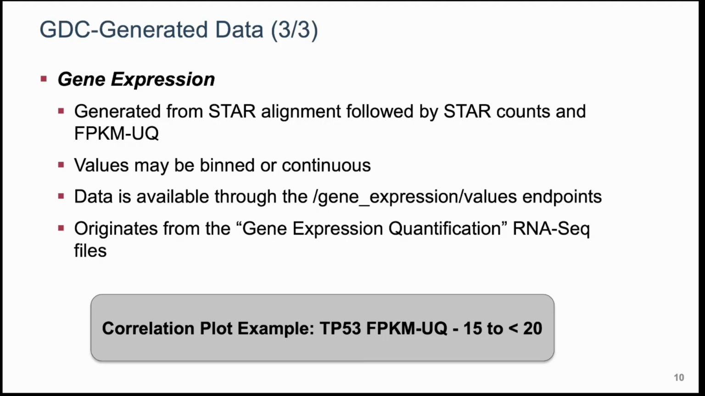And if you're looking at the API, this is available through the gene expression values endpoint. And if you're interested in files, this originates from the gene expression quantification RNA-seq files. So this is where you would find them in the repository. So a correlation plot example using the binning type would be the FPKM-UQ of TP53 from 15 to below 20.